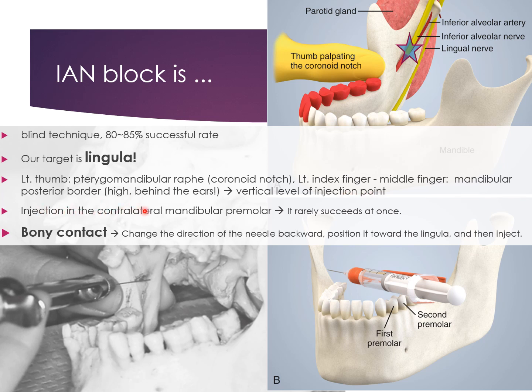Injection from the contralateral mandibular premolar, like that, but it rarely succeeds at once. So, when the injection needle is in bony contact, the direction of the needle is changed backward a little, and it is positioned toward the lingula, parallel to the ramus, and then inject, like that. Backward, change the direction, then inject.